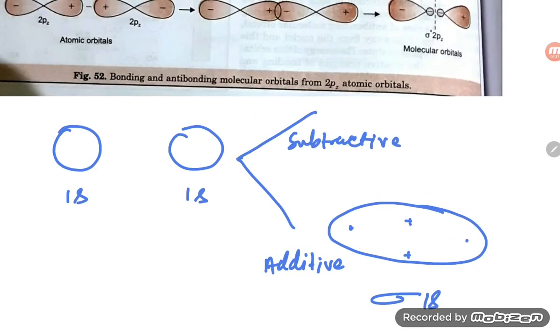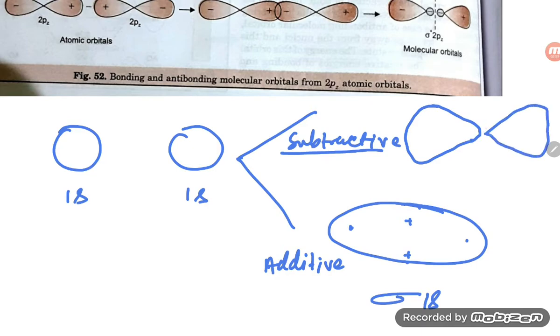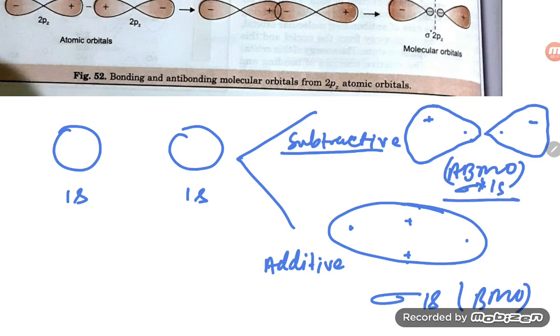For the subtractive, the electron density in the center region is high in the bonding case, but in the anti-bonding, that is subtractive, it will be like this. Subtractive means one lobe is plus and another is minus, with the nuclei here. Between them there are no electrons. This is the ABMO, anti-bonding molecular orbital, and the other is the BMO. It is known as sigma star 1s.